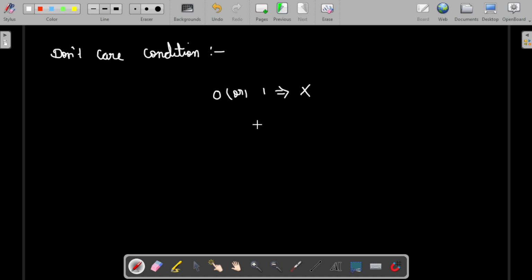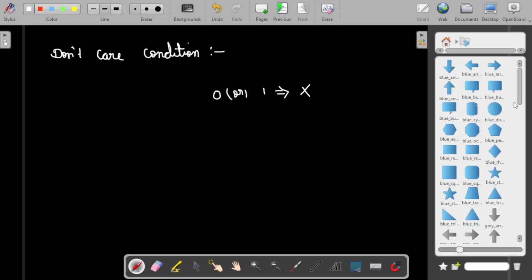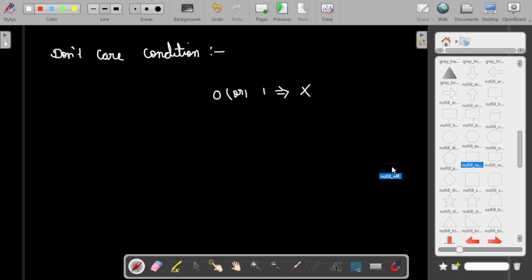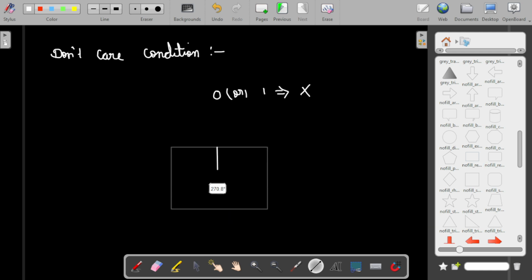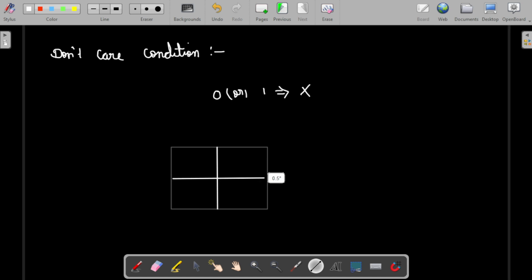If we need it, we can include it; if we don't need it, we can ignore it. Let me draw one example so that you can understand. Let me take a 4 input K-map. In many cases of don't care conditions, the input may or may not be affected. Even if it is affected or not, the output logic will not be taken into account, so the particular function we are performing won't depend on that input. That is what we have to take into account.